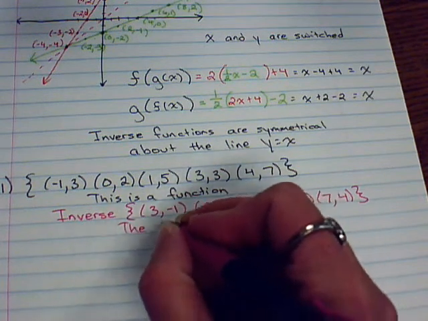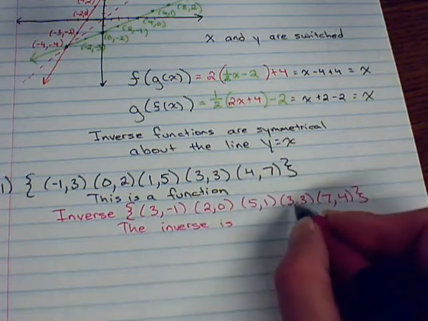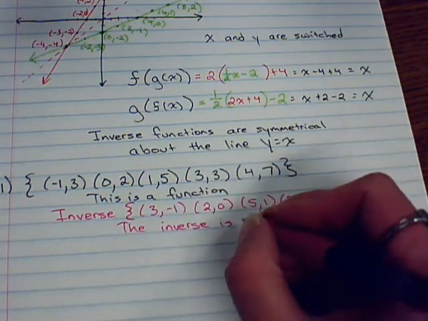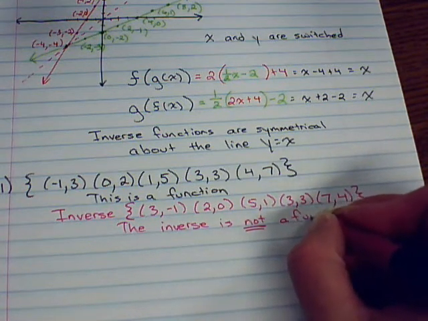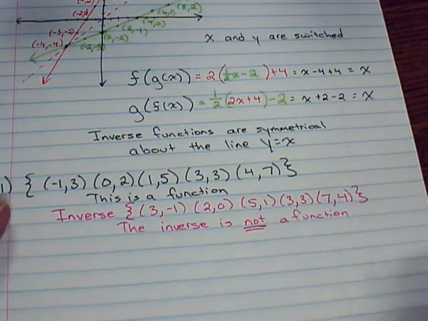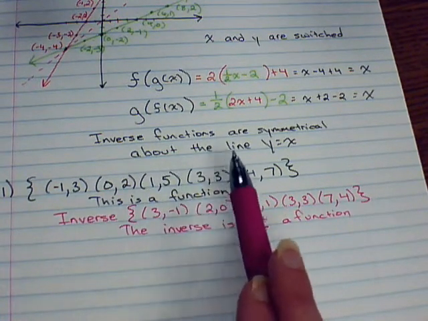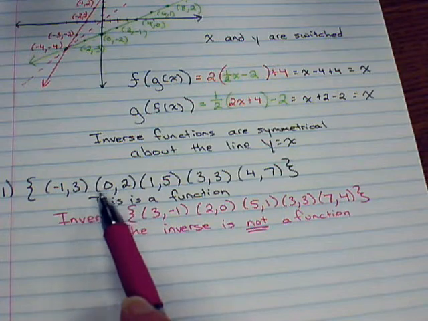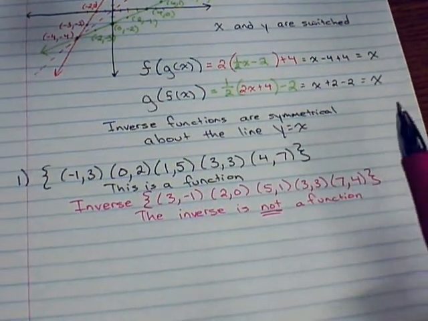The inverse is not a function. Why? Because a 3 was paired with more than one output. Now, remember how we could have checked to see if this was a function to begin with? We looked at the x values and saw if they repeated. Well, if we want to know if the inverse was going to be a function or not, the shortcut is, could I have looked at the y values? Yeah, because we're going to switch them.